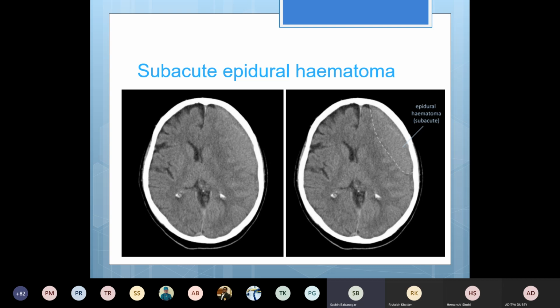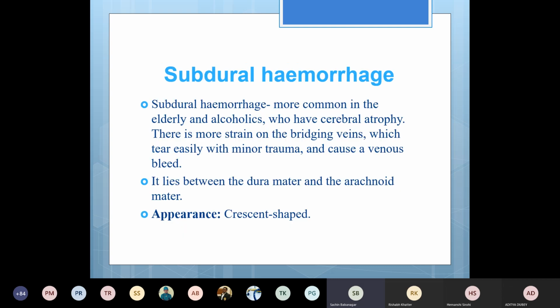So this is basically subacute. As you can see, the shade of gray is similar to the adjacent parenchyma, and you can't even make out the shape clearly because the density is very similar to the adjacent parenchyma. But this is a subacute epidural hematoma. Sometimes you can have difficulty in distinguishing epidural from subdural, but if it's an acute case, it's usually easier to distinguish.